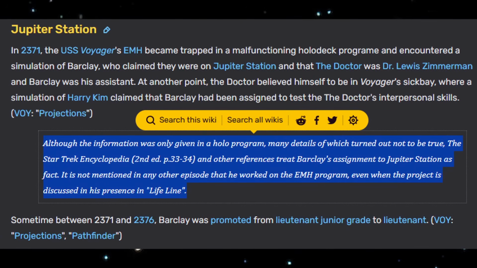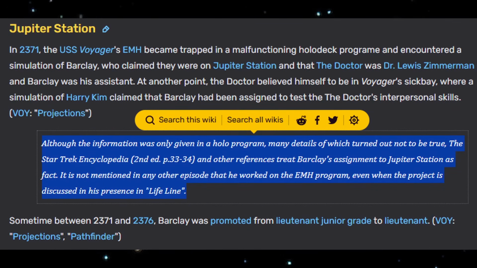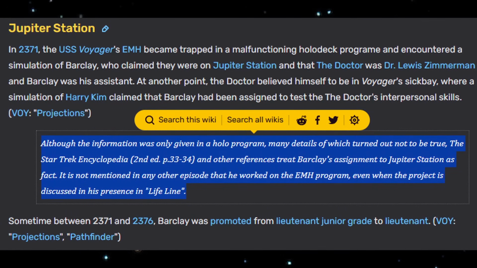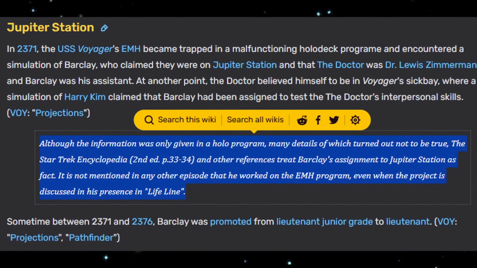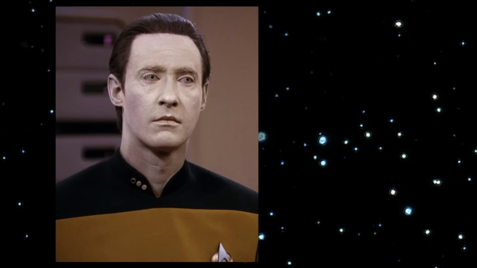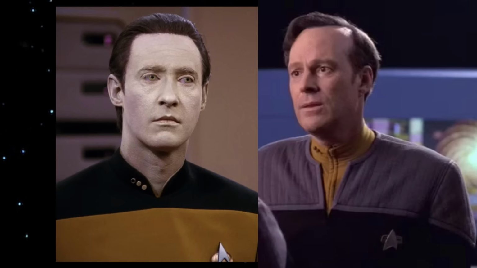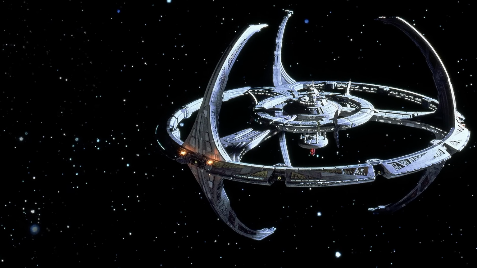Memory Alpha confirms that Barclay served on Jupiter Station between The Next Generation and First Contact, exactly where the EMH program was developed. That means continuity exists. If Data and the ship's computer conceived Moriarty, then Barclay was the midwife of what followed. Not by intention, not by ideology, but by structural memory. Emergence carried forward through people.